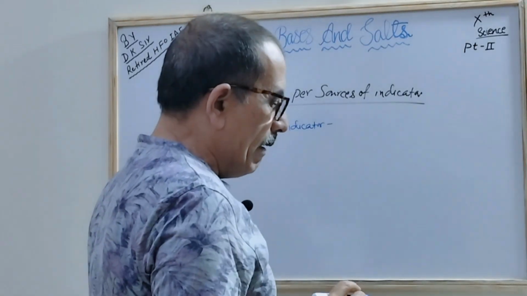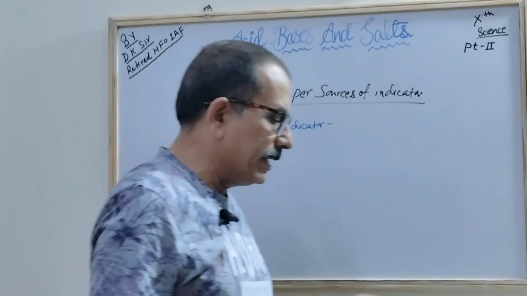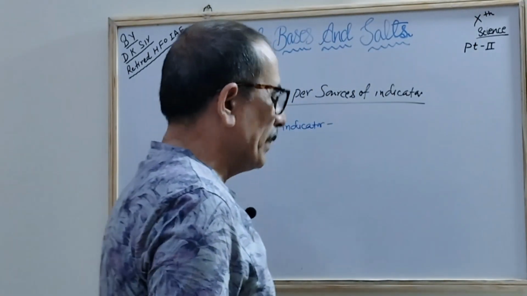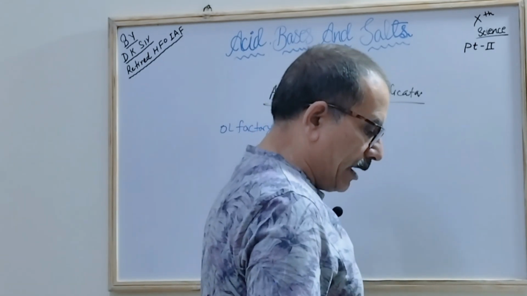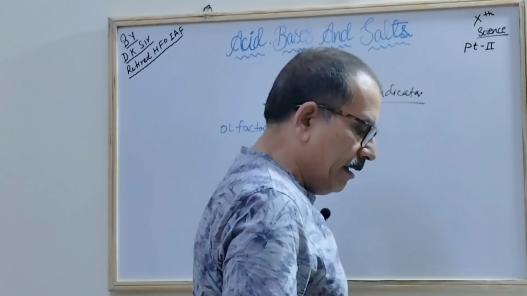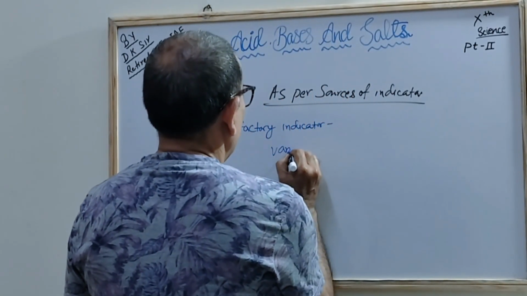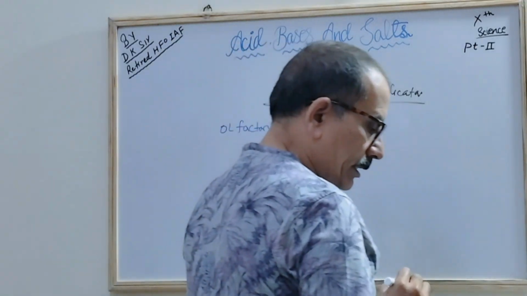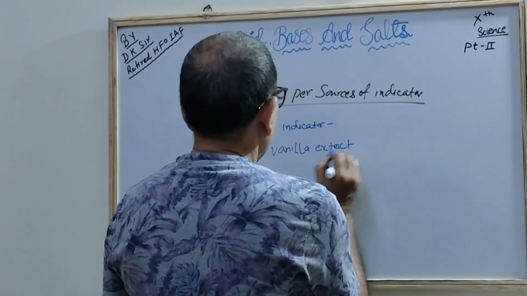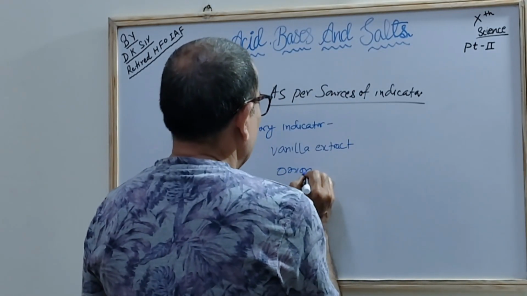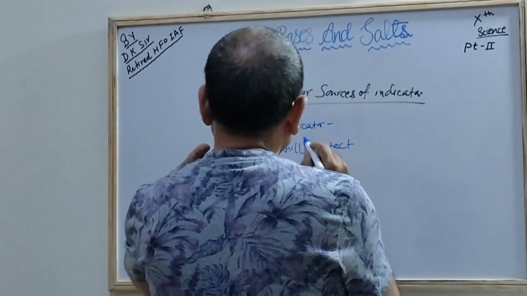What is an olfactory indicator? This is the indicator by which we can find out acid or base when we find that the smell of the thing is being changed. Those substances whose odor changes in acidic or basic are called olfactory indicators. We are using the vanilla extract and the onion. So the vanilla extract, the onion can be used for this indicator.